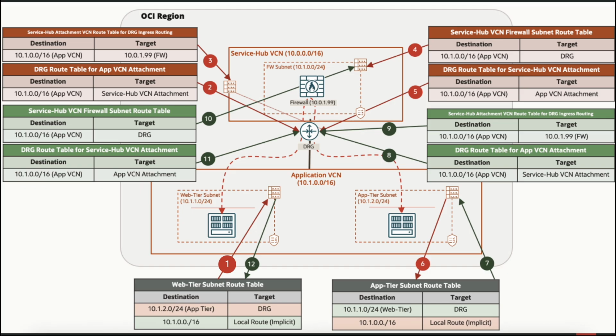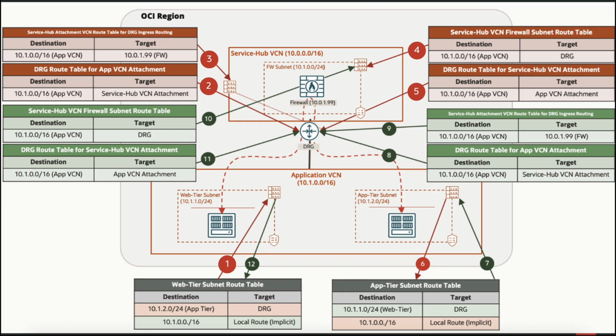Traffic from the web tier instance to the app tier subnet is routed to the DRG using the web tier subnet's route table. The DRG route table and the app VCN attachment forward traffic to the service hub VCN attachment, where the centralized OCI Network Firewall is deployed. In the service hub VCN attachment, the VCN route table for DRG ingress routing directs traffic to the firewall's private IP. If the traffic is permitted, OCI Network Firewall sends the traffic back to the DRG using its subnet route table.